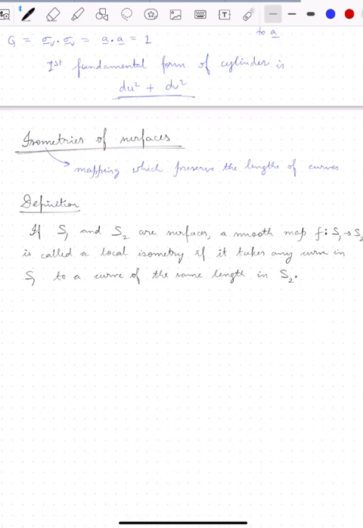So it means that if a local isometry F from S1 to S2 exists, if such a mapping exists, we say that S1 and S2 are locally isometric.